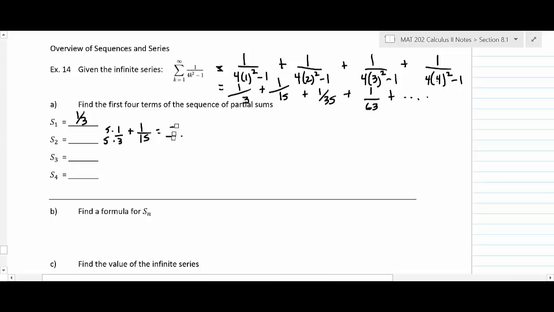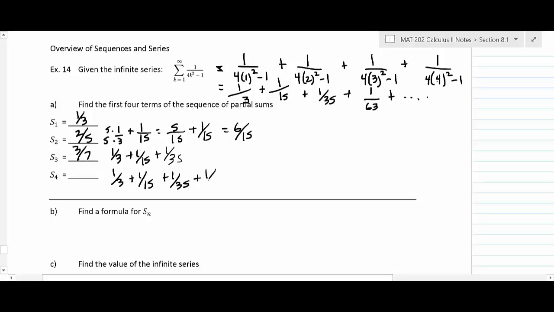All right, so let's see. That's going to give 5/15 plus 1/15, so that is 6/15, and that reduces to 2/5. That's the only one I'm going to do. When you're doing homework, I want you to know how to add your fractions, but you can use your technology to speed yourself up a little bit. So S3 is 1/3 plus 1/15 plus 1 over 35. I'm just going to tell you the answer. It's 3/7. Then 1/3 plus 1/15 plus 1 over 35 plus 1 over 63, and I'll tell you that's going to be 4 over 9.